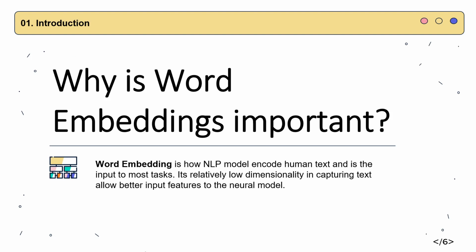So why are word embeddings important? Word embedding is how NLP models encode human text and is the input to most tasks. Relatively low dimensionality while capturing text allows better input features for the neural model.